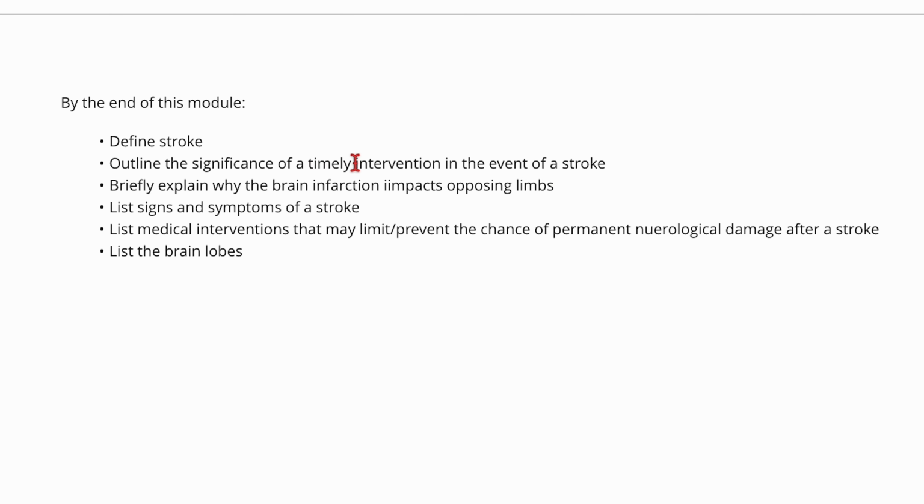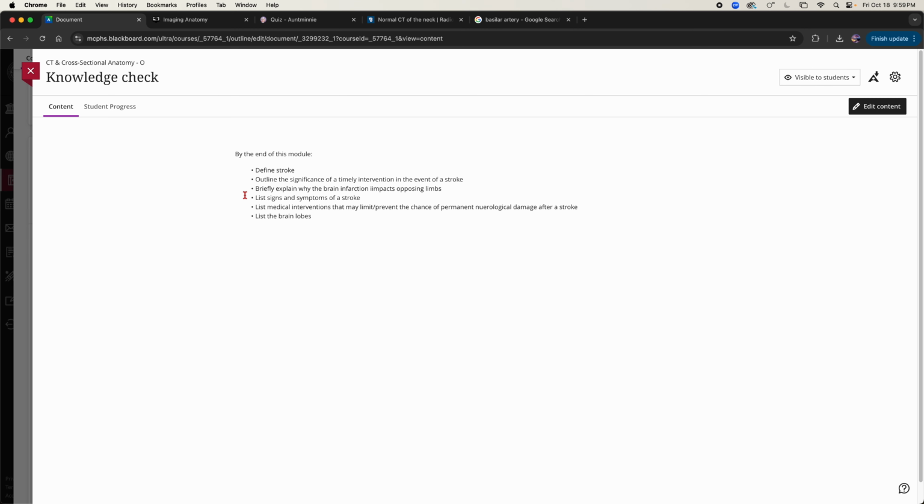Outline the significance of a timely intervention. Well, we talked about this, inferred at the very least, and we defined the stroke and different types of stroke, and list the medical interventions that may limit or prevent a chance of permanent damage. So I kind of talked about it. I didn't talk about all of it, but you can figure out the rest of it. This is important stuff for your community and for your job.